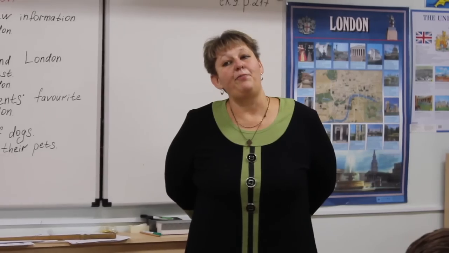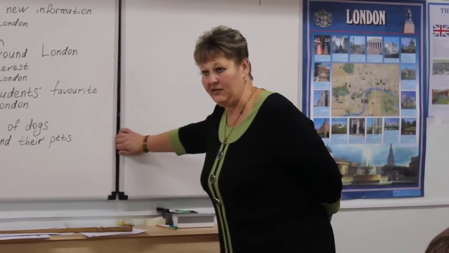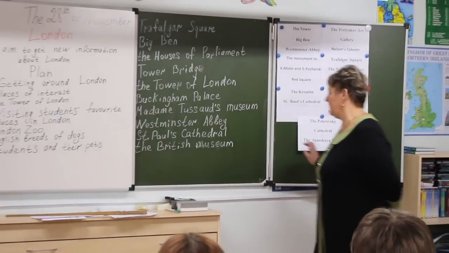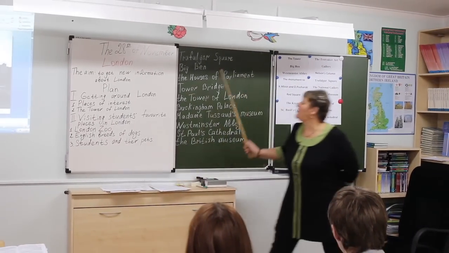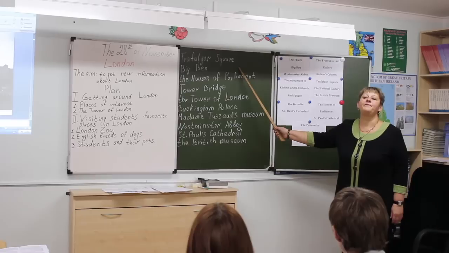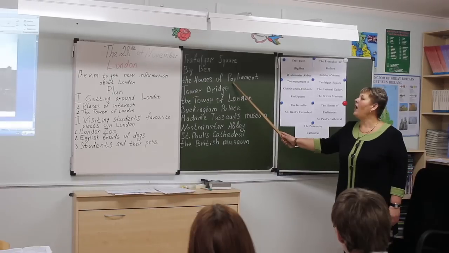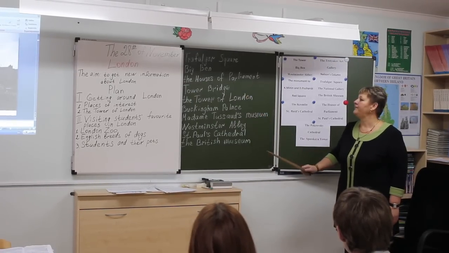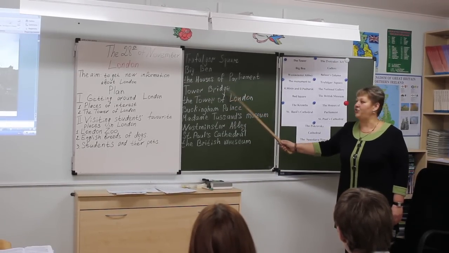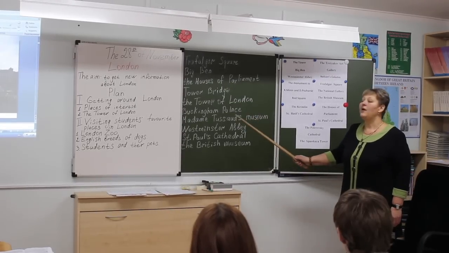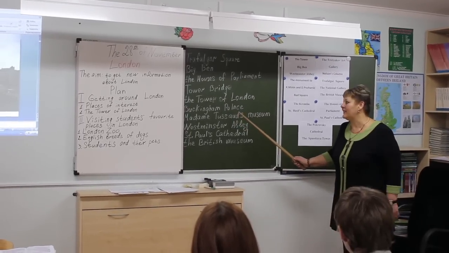We'll show you some pictures. These are the sights of London. But first of all, repeat please these words after me. Trafalgar Square, all together. Trafalgar Square. Big Ben. The Houses of Parliament. Tower Bridge. The Tower of London.